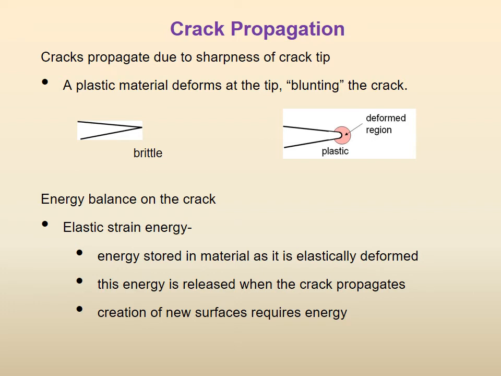But towards the end, if it has a small curve, it deforms a little, then there is partial plastic deformation. So this is what we are showing you here. This is perfectly brittle. Here a small plastic deformation is there, this colored region. A plastic material deforms at the tip, blunting the crack. If it is a perfectly brittle material, the crack is very sharp. If it is a plastic material which has some ductility, then a blunting of the crack, this rounding off, is there.